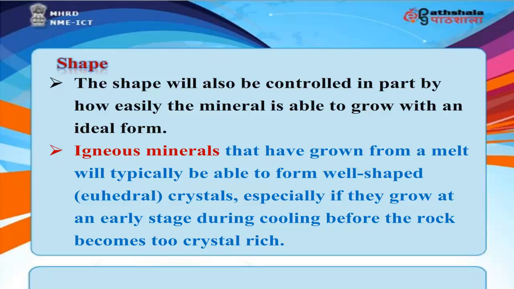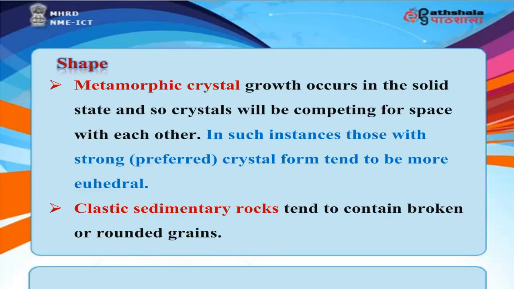The shape will also be controlled in part by how easily the mineral is able to grow with an ideal form. Igneous minerals that have grown from a melt will typically be able to form well-shaped euhedral crystals, especially if they grow at an early stage during cooling before the rock becomes too crystal rich. Metamorphic crystal growth occurs in the solid state, and so crystals will be competing for space with each other. In such instances, those with strong preferred crystal form tend to be more euhedral. Clastic sedimentary rocks tend to contain broken or rounded grains.